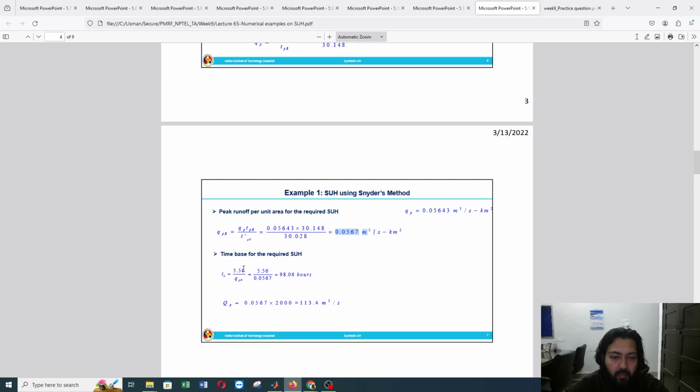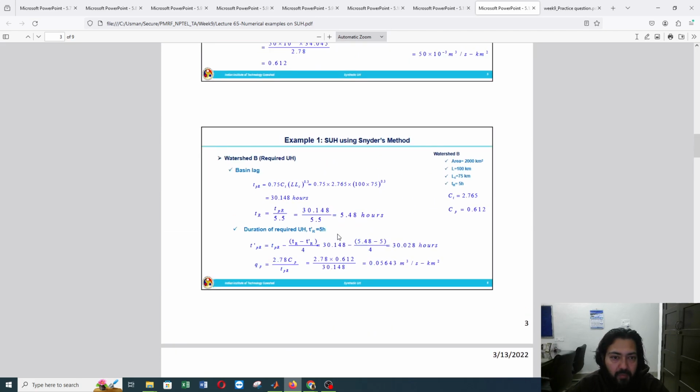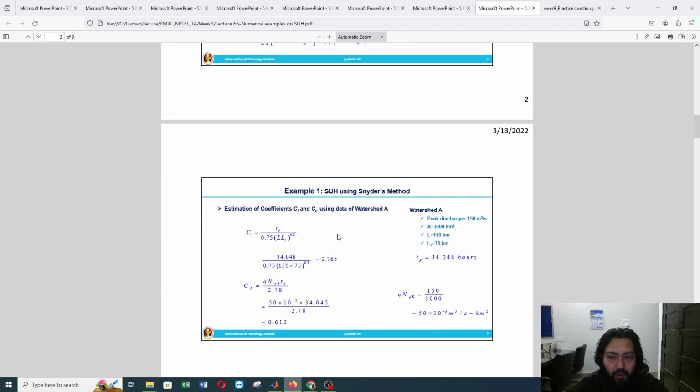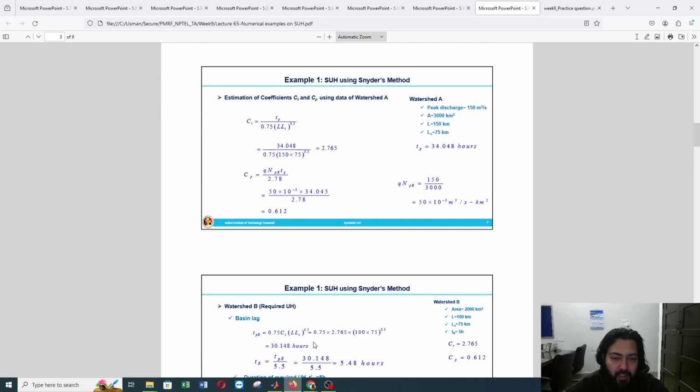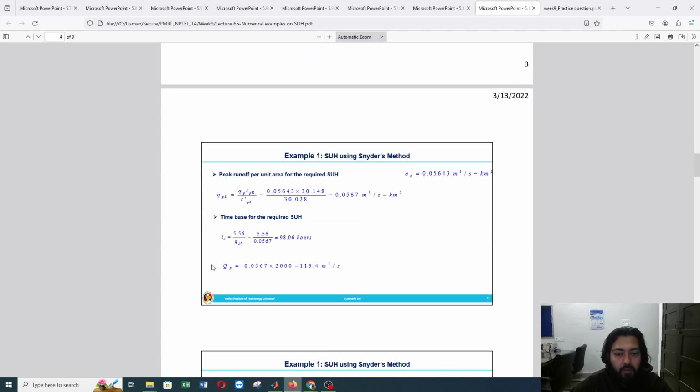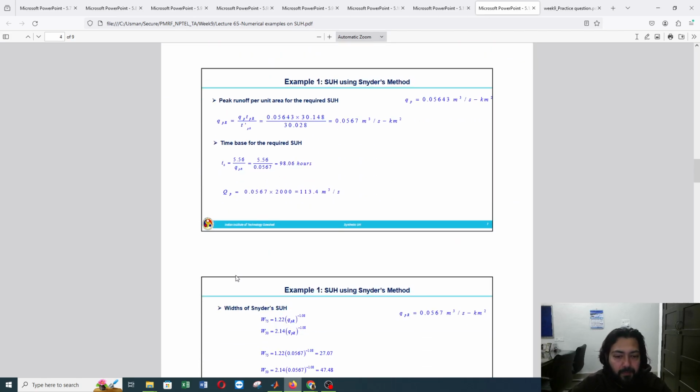So time base is nothing but 5.56 times of QPR. So we got the value of time base, and if we want to calculate the peak discharge value, we have to multiply this value with the area of the catchment. The area of catchment is given to be 2000 for watershed B. So we have multiplied it with the value and we got the value of peak discharge QP.